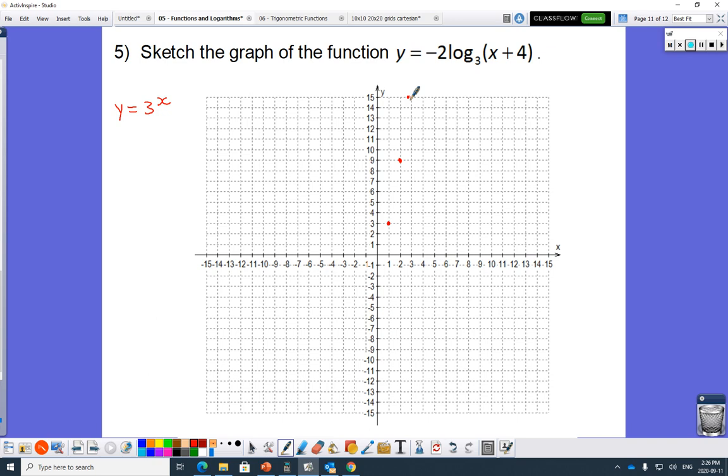What about x value 0? What's 3 to the power 0? 1. And as I go to more and more negative exponents, I just get things closer and closer to 0. Do you remember this now from grade 11?